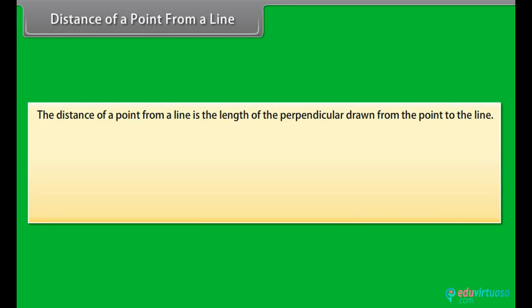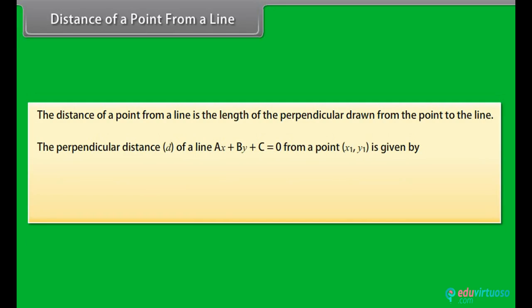The distance of a point from a line is the length of the perpendicular drawn from the point to the line. The perpendicular distance d of a line ax + by + c = 0 from a point (x1, y1) is given by d = |ax1 + by1 + c| / square root of (a square + b square).